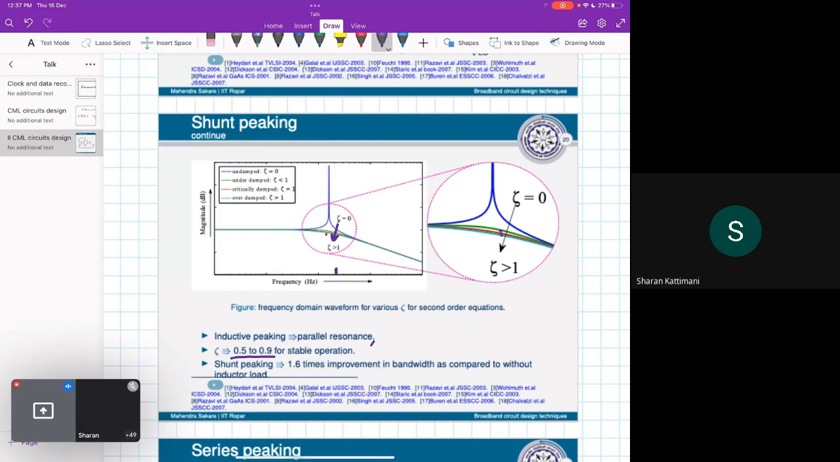load. But the disadvantage will be that you actually need to put an inductor, and if you put an inductor, then much of the area will be consumed by the inductor itself. And also from the output to the inductor you need to connect it by interconnects, and that will consume extra power.